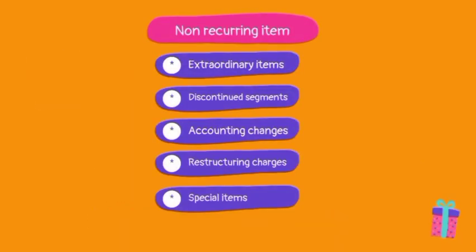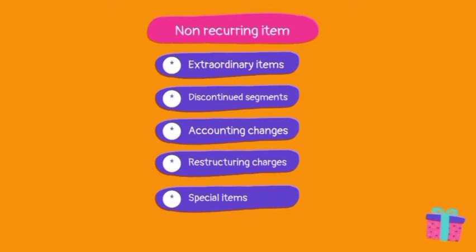The next point is about non-recurring items. Non-recurring items consist of extraordinary items, discontinued segments, accounting changes, restructuring charges, and special items. Extraordinary items are distinguished by their unusual nature and by the infrequency of their occurrence. Unusual nature is an event or a transaction that has a high degree of abnormality and is unrelated to, or only incidentally related to, the ordinary and typical activities of the company.